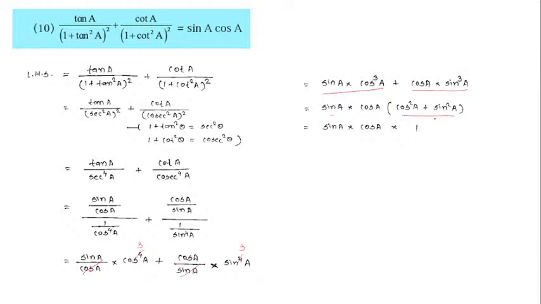So sin square theta plus cos square theta is 1. So we have replaced here cos square a plus sin square a by 1. That is into sin a into cos a as it is. So we have here sin a into cos a into 1. That is sin a into cos a, which is the right hand side. So this is the result we get. And let's have the last question.